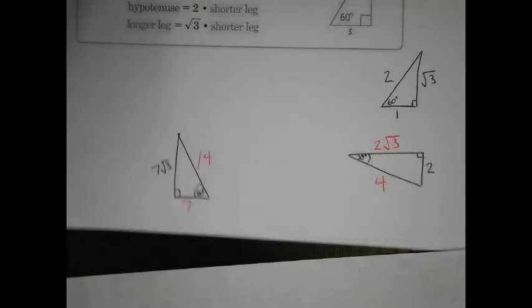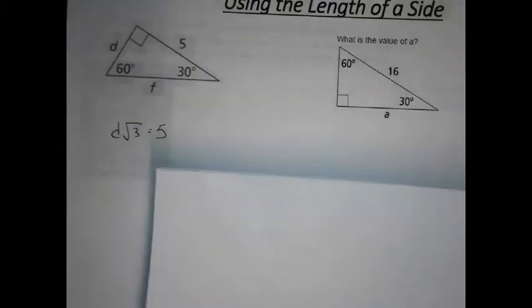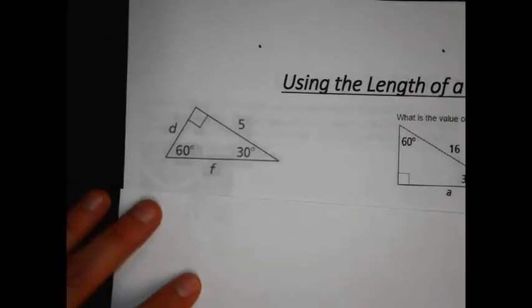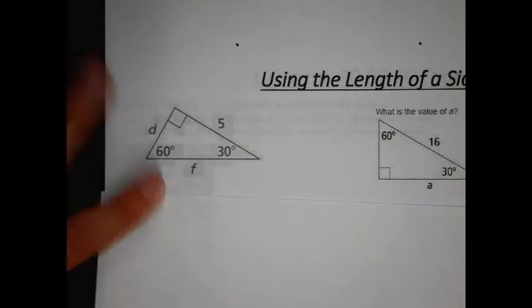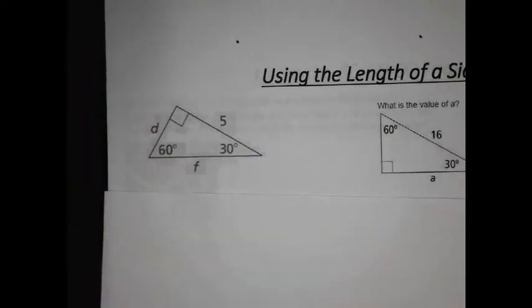The rest is practice, so let's do this, man! Let's take a look at a couple of examples. What we're going to do is find the length of each of these variables. In this triangle, we clearly have a 30, 60, 90 triangle, and we're going to find the variables.